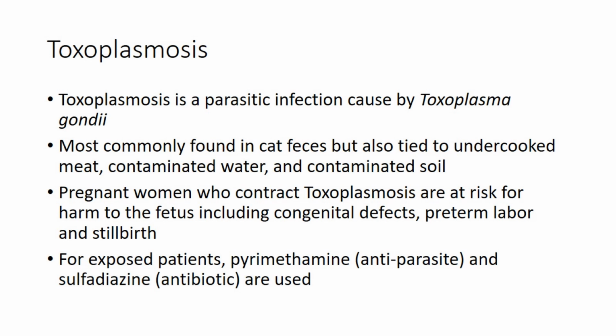Toxoplasmosis. This is a parasitic infection caused by Toxoplasma gondii. It's most commonly found in cat feces, like in the litter box, but it's also tied to undercooked meat, contaminated water, and contaminated soil. Pregnant women who contract toxoplasmosis are at risk for harm to the fetus, and this includes congenital defects, preterm labor, and stillbirth.